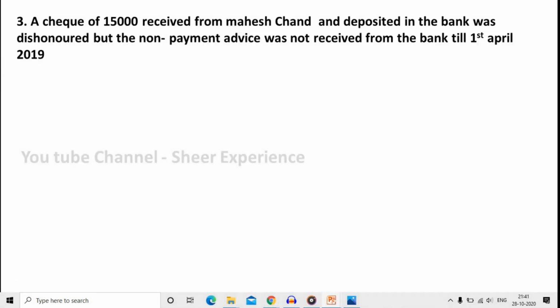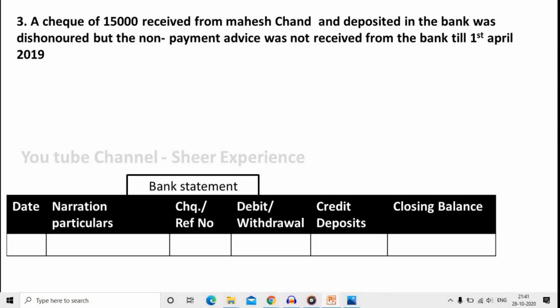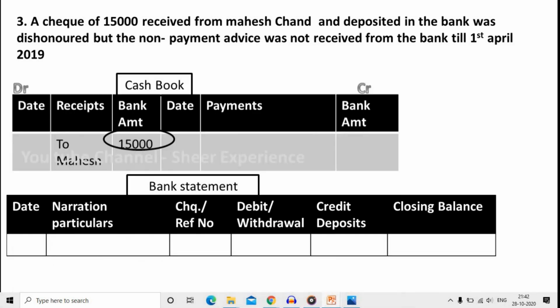Next transaction is a check of 15,000 received from Mahesh Chand and deposited in the bank was dishonored, but the non-payment advice was not received from the bank till 1st April 2019. Here we are preparing bank statement as on 31st March 2019. So in 31st March bank statement this amount is not reflecting because of dishonored. We should ignore the non-payment advice even though we have not received the advice, but the check is dishonored before 31st March. So there won't be any entry in the bank statement for this transaction.